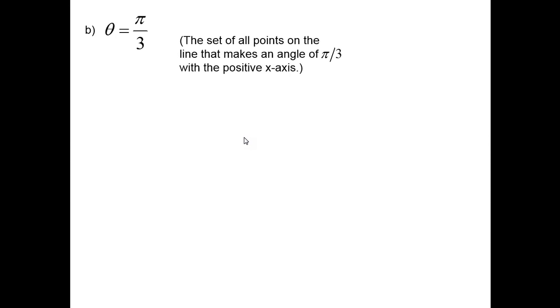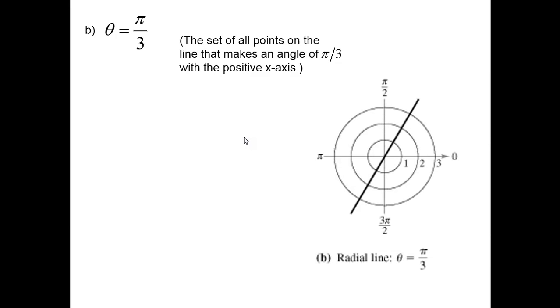Okay, take a look at this one. Theta equals pi over 3. Now, I don't think a calculator will graph this one for you, so let's just talk about what this will look like. They're saying the angle theta needs to be pi over 3. So this would be the set of all points on the line that make an angle of pi over 3 with the positive x-axis. This would just be a line going through the origin. The angle here is pi over 3. So we're talking about all points that are on this line that makes an angle of pi over 3 radians with the positive x-axis.